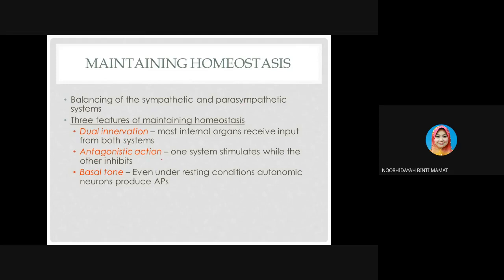The antagonistic action is where one system stimulates while the other inhibits. Okay, we will go through that one by one. And in the basal tone, even under resting conditions, autonomic neurons produce action potentials.